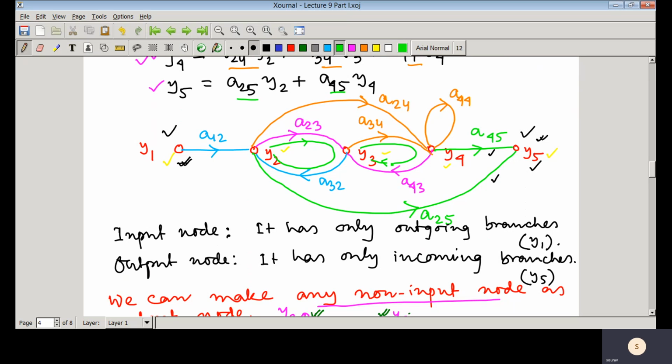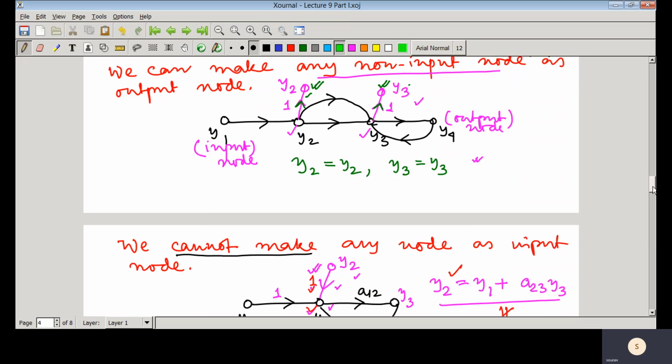Another path is y2, y2, y2, y3, y4, then again y3 and y2. So in this case, you can see that this particular y3 node is used twice. So it does not prevent any node from being traversed more than once.